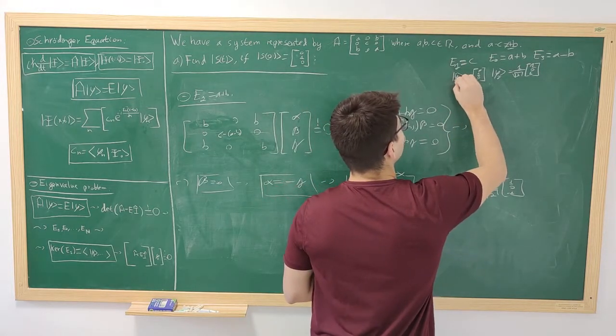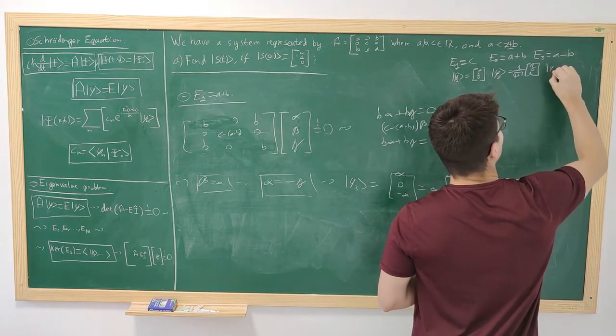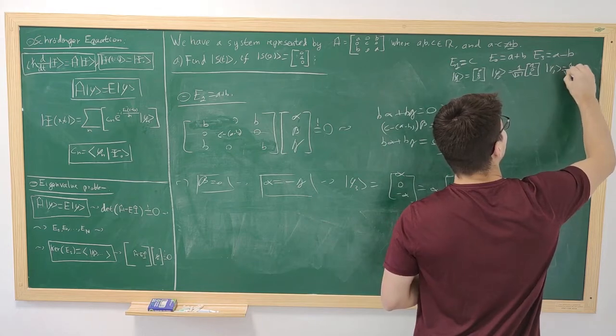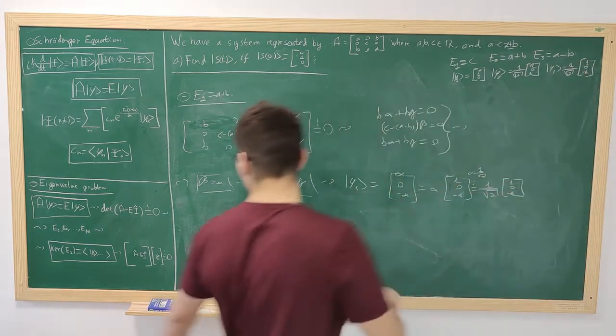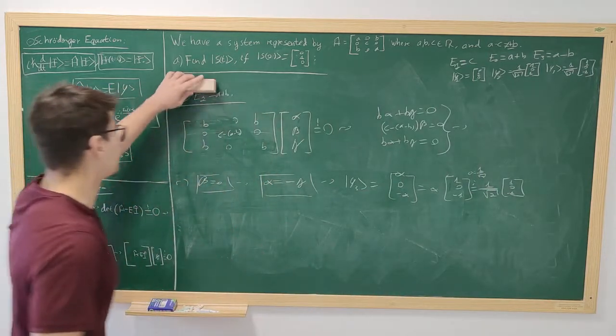Let me just erase this. So our third eigenvector is just (1, 0, minus 1), normalized. And I just want you to notice some things.